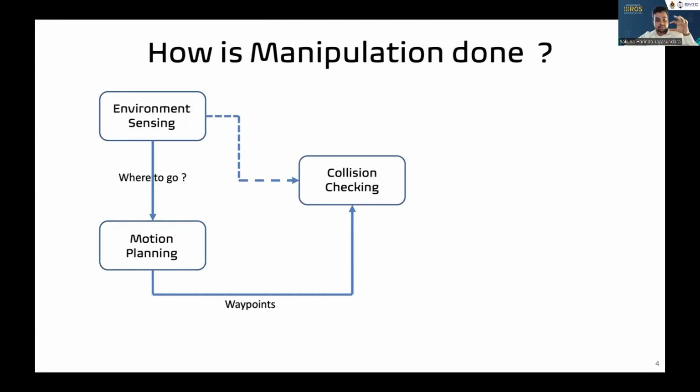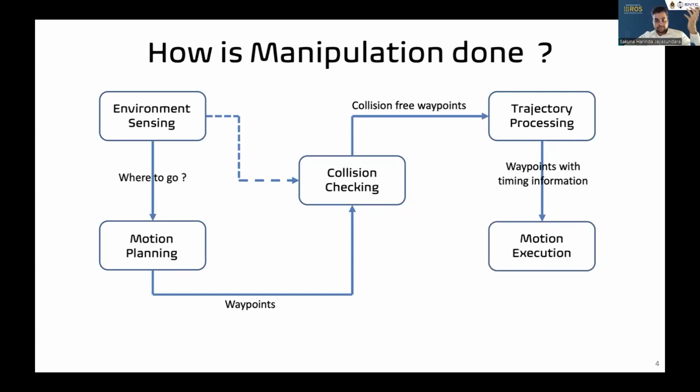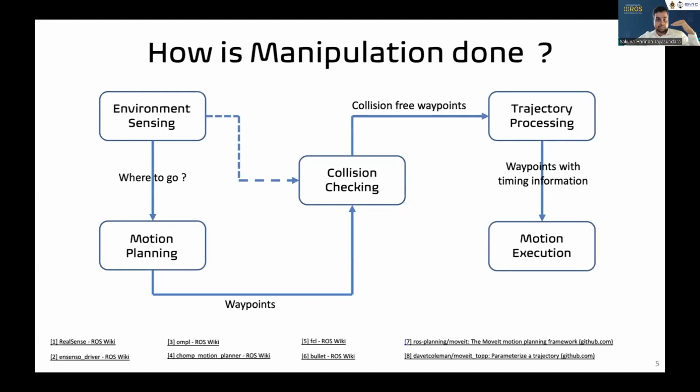Once those waypoints are refined and we get collision-free waypoints, they will be fed into our trajectory processing module. Inside this module, those waypoints will again be refined or updated with our timing information. That timing information will be in the form of velocities or acceleration values. Finally, those waypoints will be used to execute our planned motion. So this is how we are doing manipulation in real life.